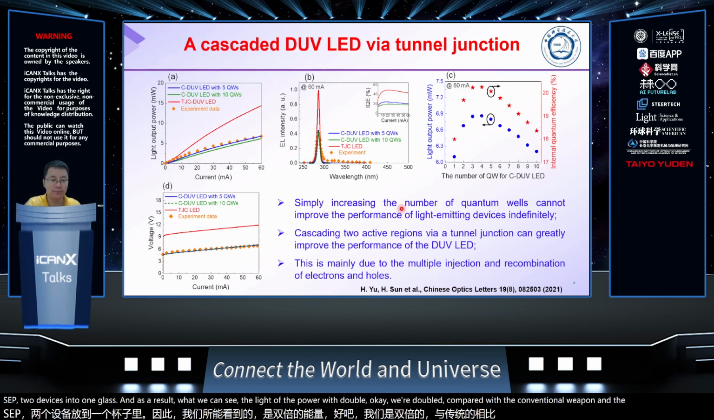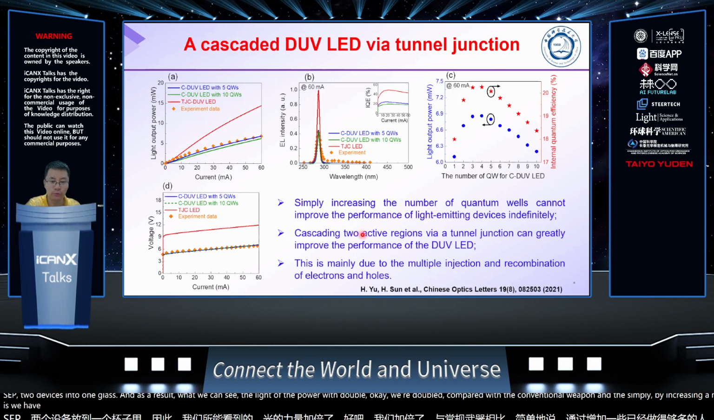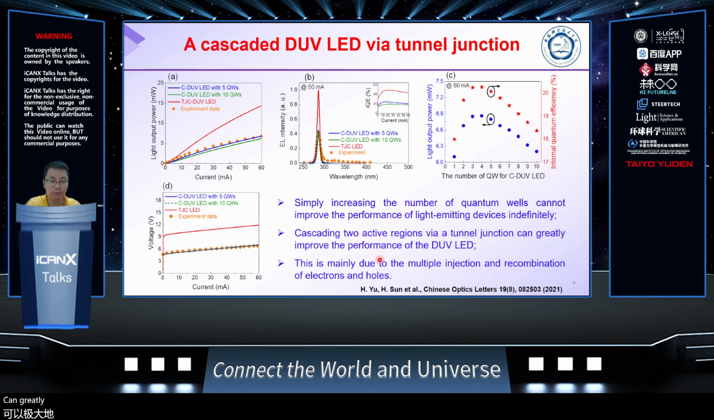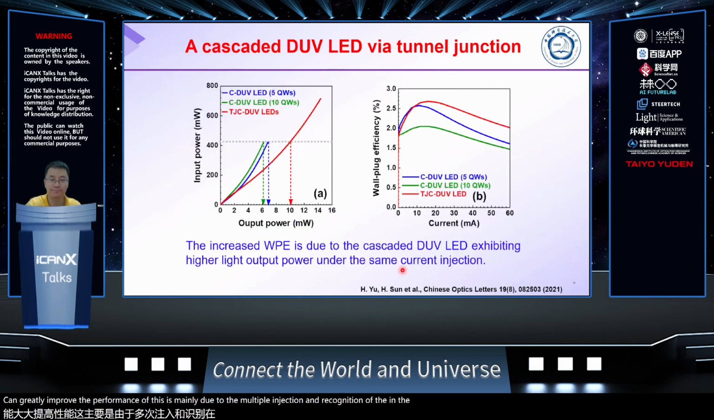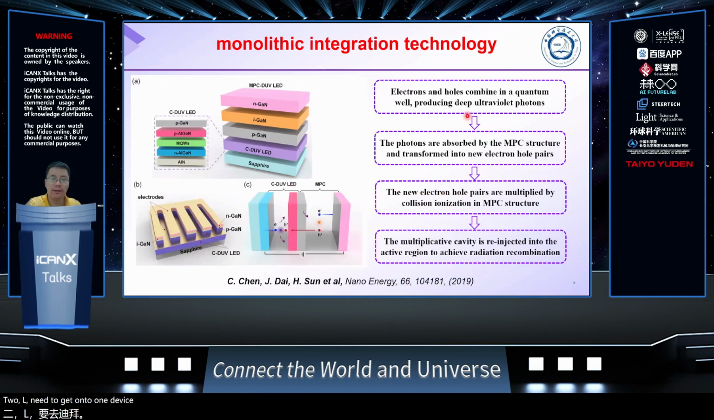And simply increasing the number of quantum wells is not enough. What we have done is cascade two active regions with a tunnel junction, which can greatly improve the performance of DPUV. This is mainly due to the multiple injection and recombination of the electron holes in the active region. As a result, you can see the light output power can be significantly improved when we cascade two LEDs together onto one device. And the last architecture innovation is we put a LED together with a photo detector.